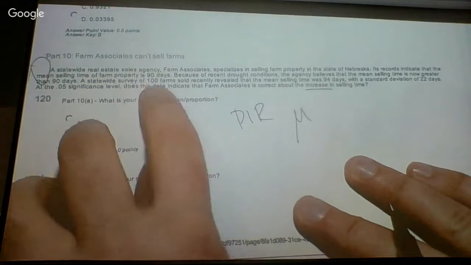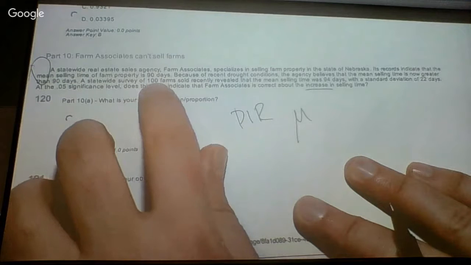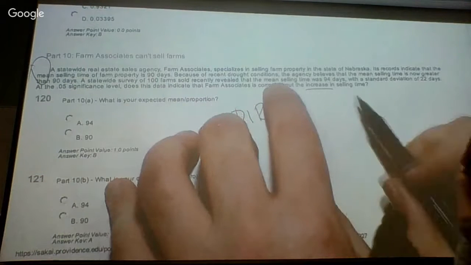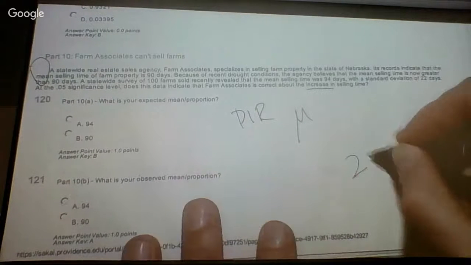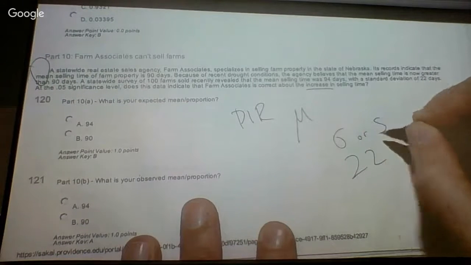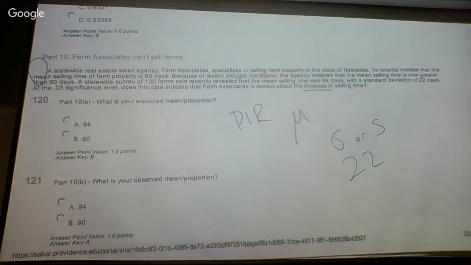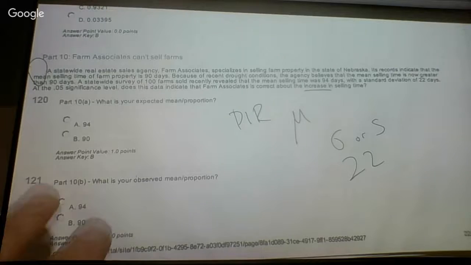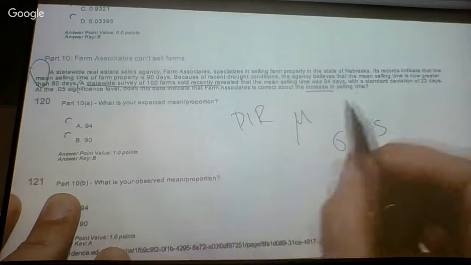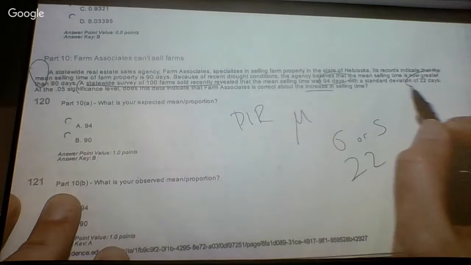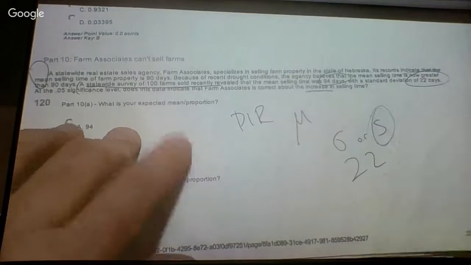A statewide survey of 100 farms recently revealed a mean to be 94 and a standard deviation of 22. So 22 is going to be the standard deviation, but is it sigma or S? James, do it again. S. Why? Because it's from the sample data. Yep. We're talking about this sample, this survey. We found that to be X bar and that to be S.